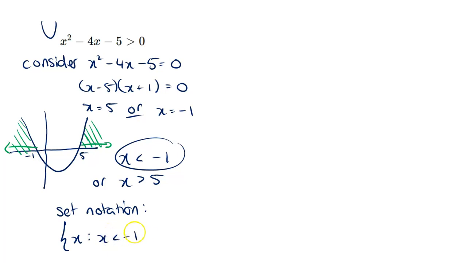x less than -1. And now I close off the curly brackets, and then the "or" part is actually the union. So you write the union like this, u, and then some curly brackets, and then I'm going to write the second one, x such that x greater than 5, and now I can close that set.